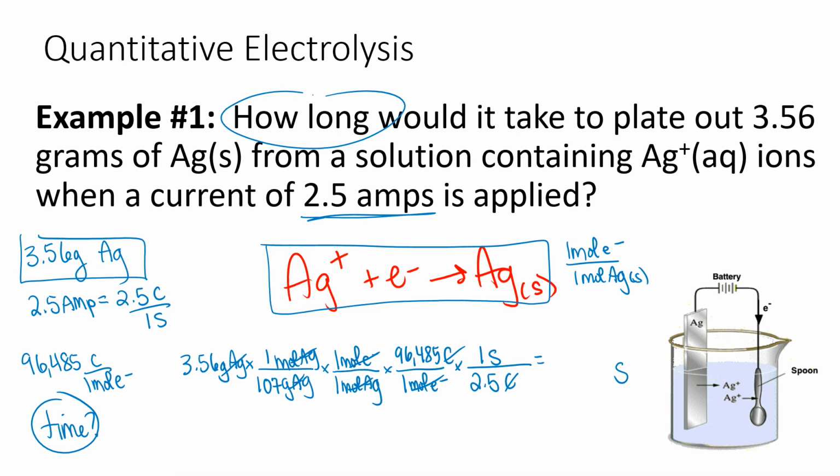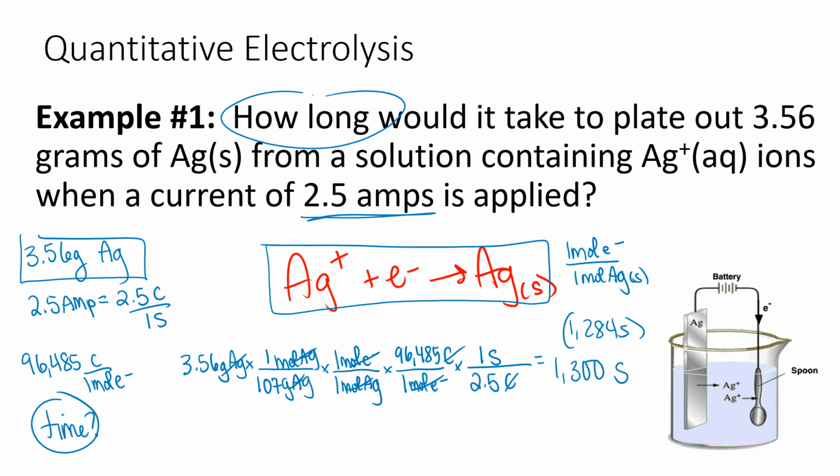If I plug that in my calculator, I will do this real quick so you can check your work. So stop and plug this in your calculator, and we can compare answers. 107 times 96,485 divided by 2.5. So that's 1,000. How many sig figs? I think I just have 2 sig figs. So it was 1,284 seconds, and I just rounded to 2 sig figs.